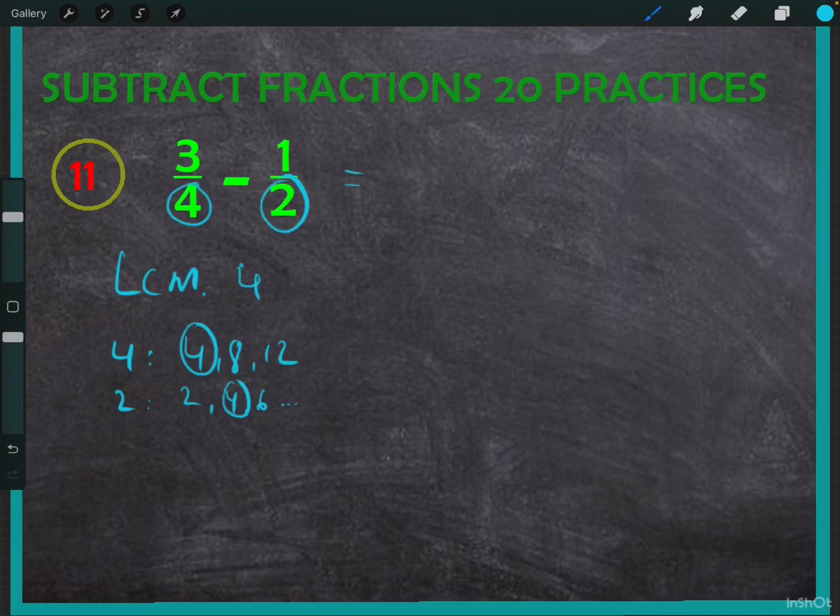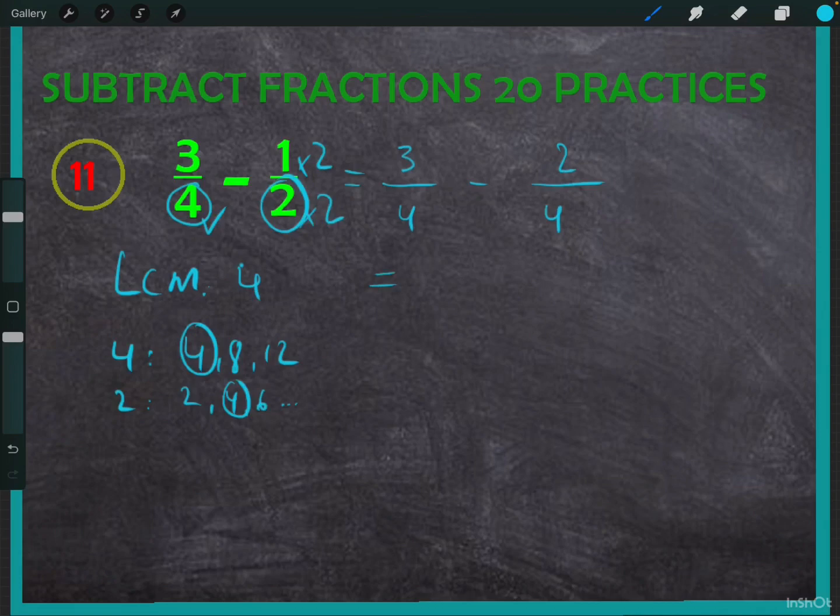From here, we will convert the two original fractions into two new fractions with 4 in the denominator. For the first fraction, we have number 4 in the denominator already, so we don't need to convert. We just write again 3 over 4. For the second fraction, to get 4 from 2, we must times 2 to 2. And when we times 2 to 2, we must times 2 to 1. 2 times 1 is 2.